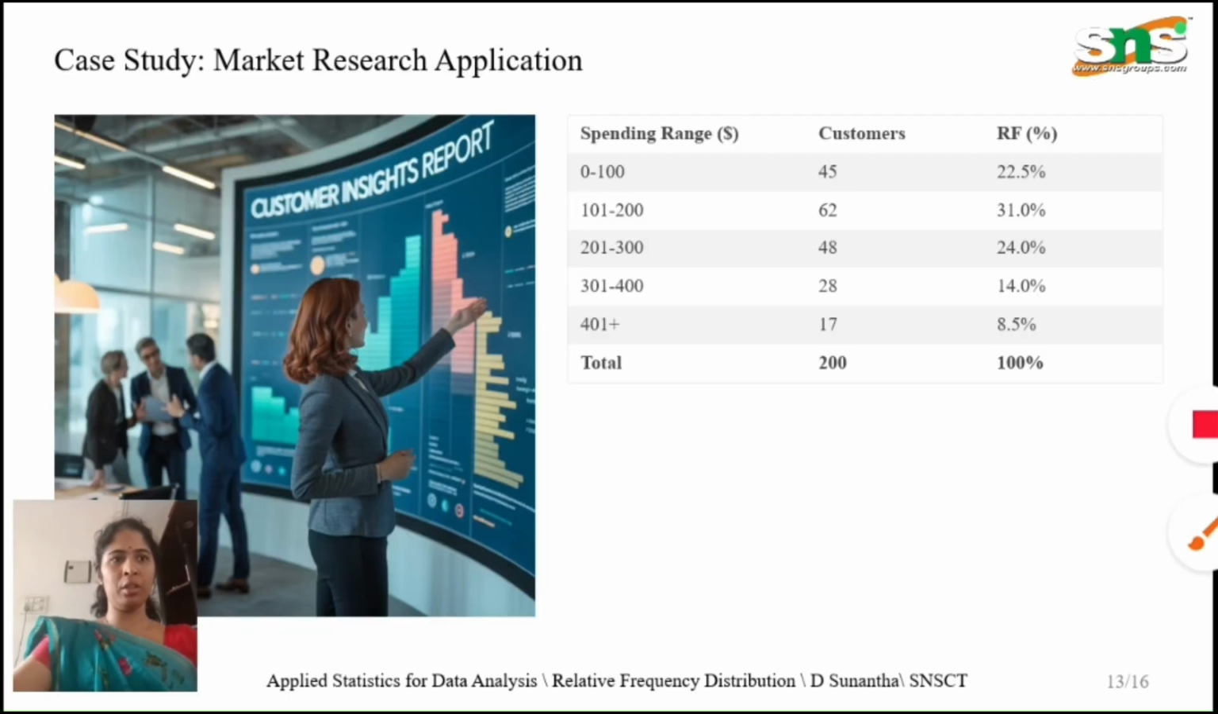So here is one research application in which the spending range is given. Next, how many customers spend in that range, and the relative frequency is calculated by the same formula, F by total. So 45 by 200, 22.5%, like that. It is calculated for all the values.